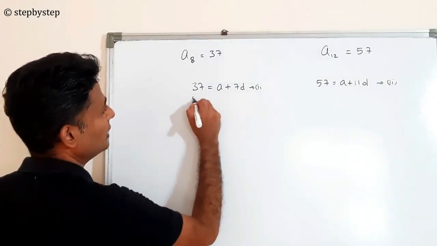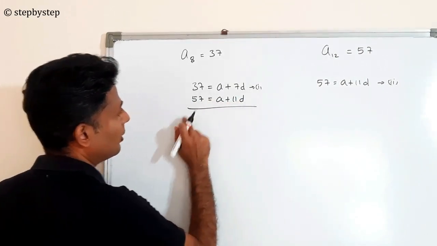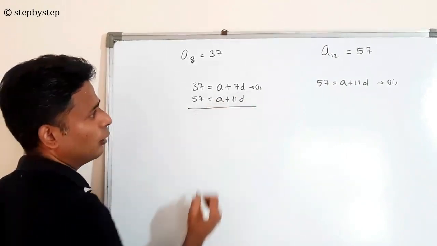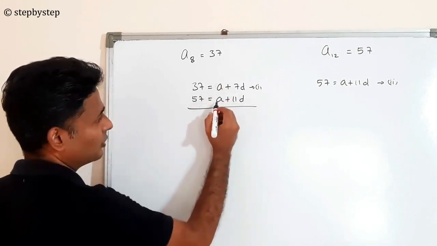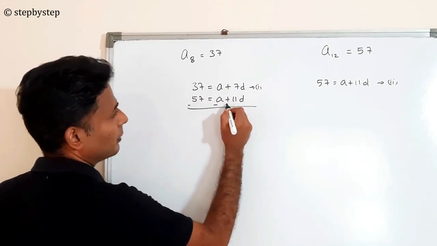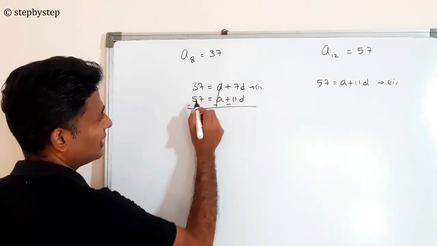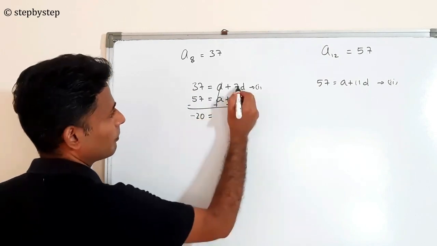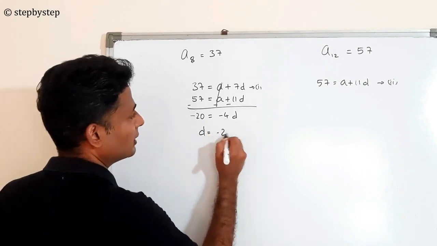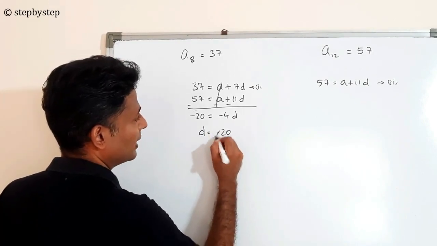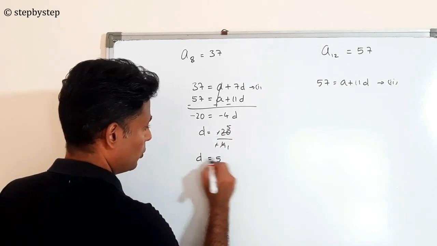Now I'll use these 2 equations and use the elimination method and find the value of A and D. Since the A values are the same, I'll directly subtract so that the A values cancel. Subtraction, signs will change. Plus A minus A becomes 0. 37 minus 57 becomes minus 20. 7 minus 11 becomes minus 4D. So D is equal to minus 20 by minus 4. Minus signs cancel, 4 fives are 20. So D equal to 5.